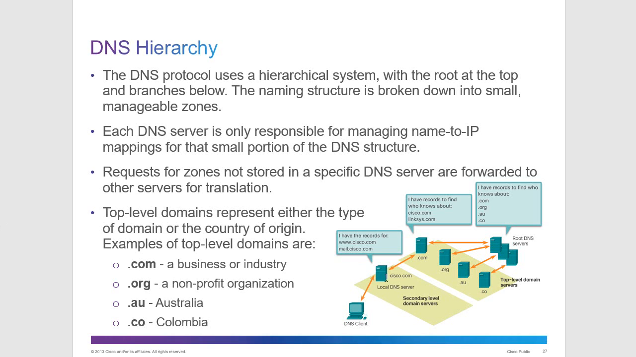So what we've got here is your DNS client sending a request up to the cisco.com server, the local server. If it doesn't have the resolution for the domain that you're looking for, it'll go up to maybe a .com or a root DNS server that might have to bounce back to the AU for Australia or the EU for Europe. You've got CO for Colombia. So you've got different servers for different entities. You've got .com for a business or industry, .org for a nonprofit organization, and so on and so forth. So you basically have that DNS request passed up the chain of command and eventually it gets answered.